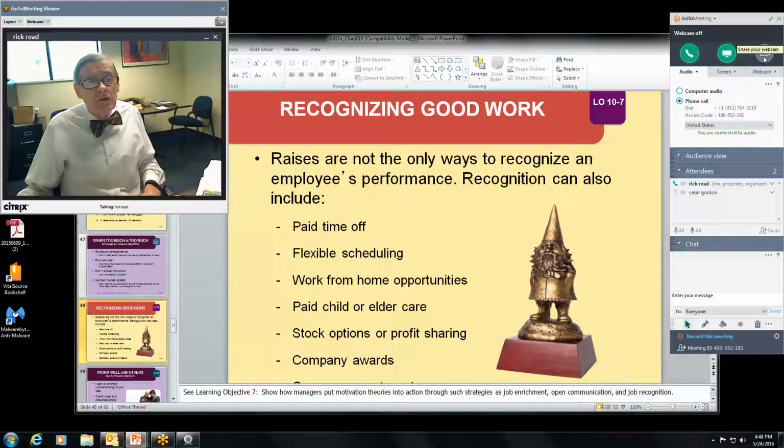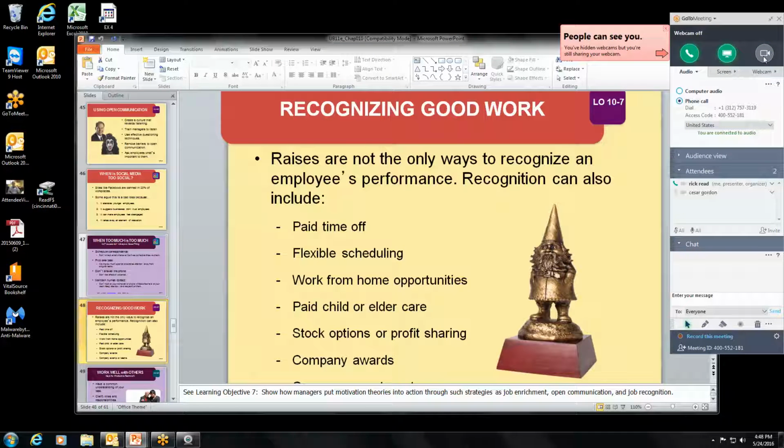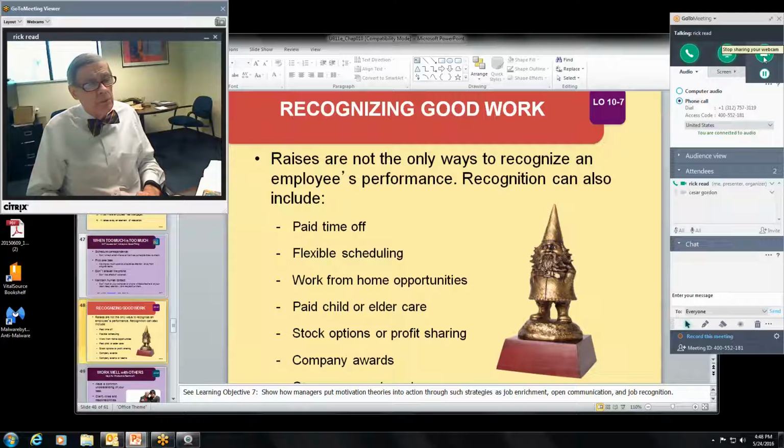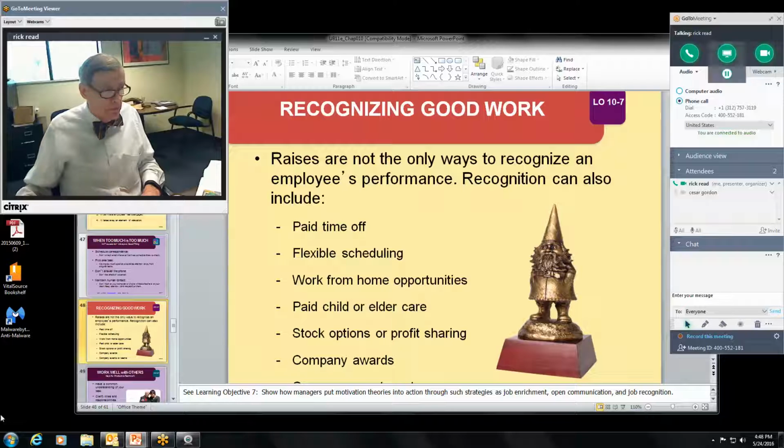Well, there's a lot of ways we can recognize good work. And there's some perks that you give to people, paid time off and things of that nature. I don't know if that's so much recognized as good work or recognized as an individual's ability to do work, and so we reward them for that.